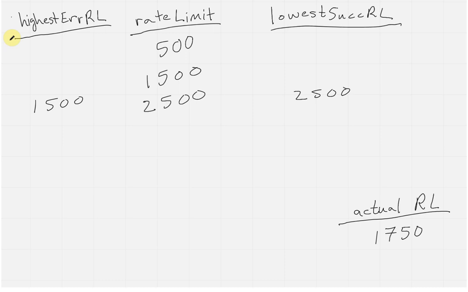Go to the midpoint between 2500 and the highest error rate limit, 2000. That works because it's greater than the actual rate limit. So we record it as the lowest successful rate limit because we can use it later when we need to find the midpoint between rate limit and lowest successful rate limit later on, potentially. Because it worked, we want to reduce the rate limit to optimize it so we can have higher throughput of requests.